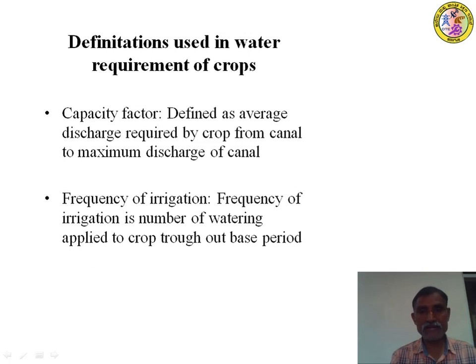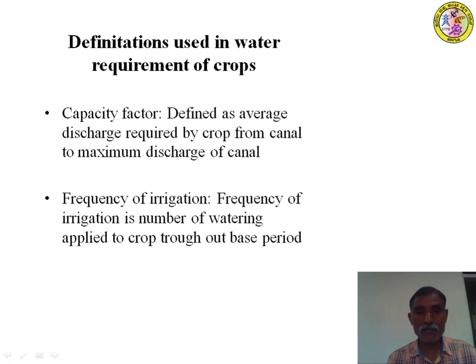Capacity factor. It is defined as the ratio of the average discharge required by the crop from the canal to the maximum discharge of the canal. Capacity factor: how much capacity? For example, how much the canal is actually running, and how much is the top level of the canal. What is the capacity of the canal? Whether it is running full, or running within the freeboard, the FSL level, they are all the capacity factors.